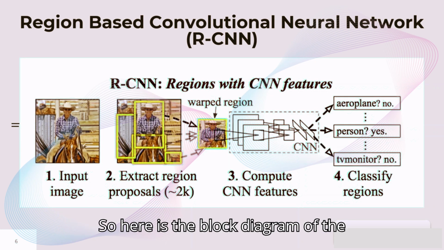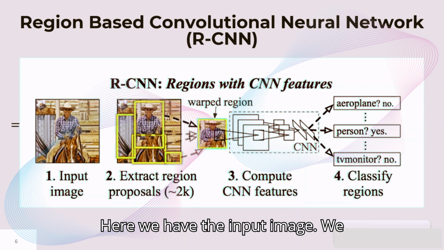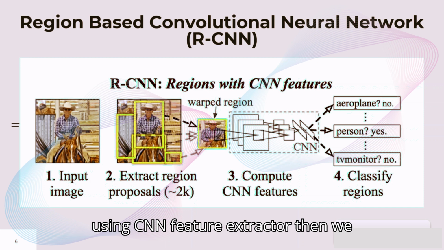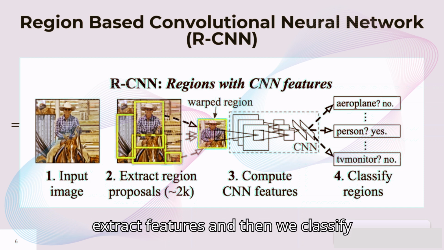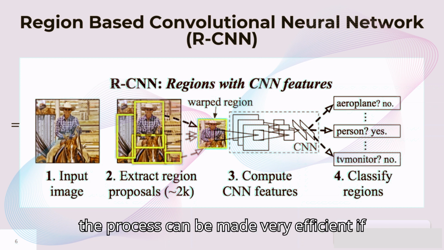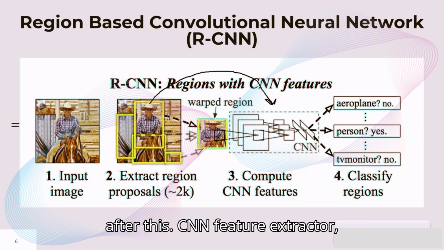So here is the block diagram of the region based convolutional neural network. Here we have the input image. We extract 2000 regions from the image, and using the CNN feature extractor we extract features and then classify, like there is an aeroplane, person or TV monitor. The process can be made very efficient if we have a region proposal network after this CNN feature extractor.